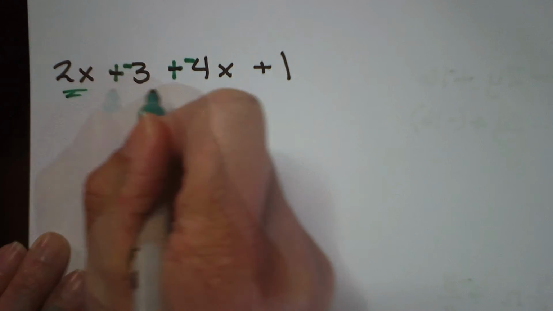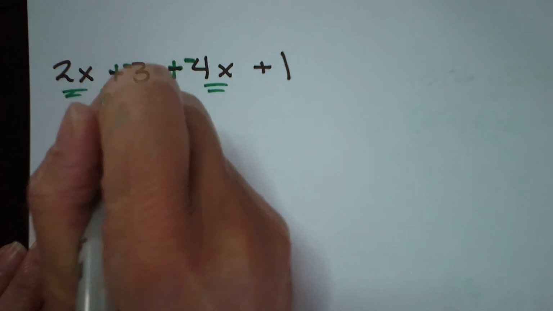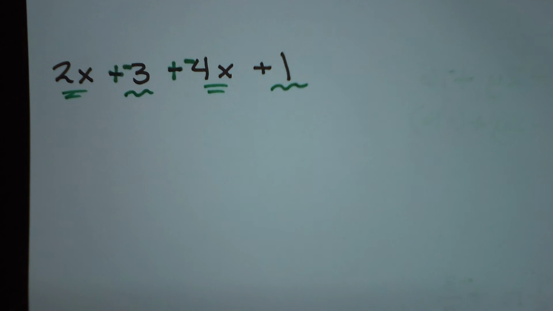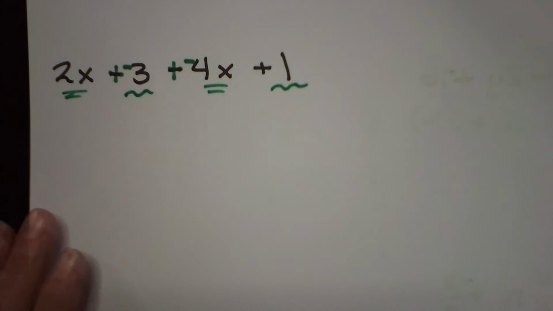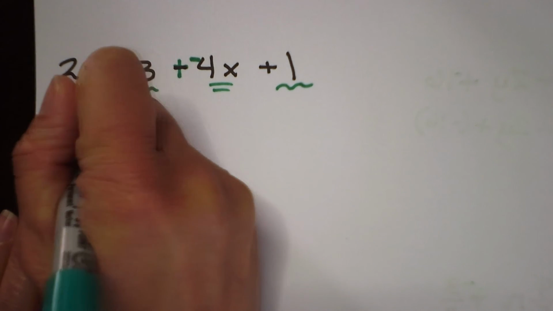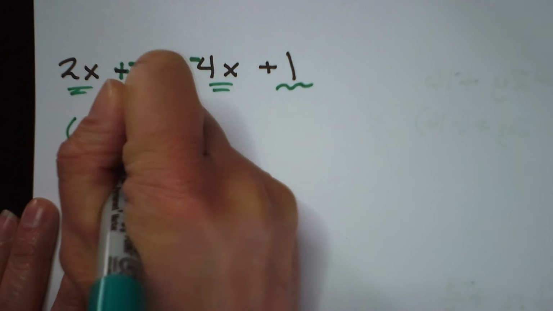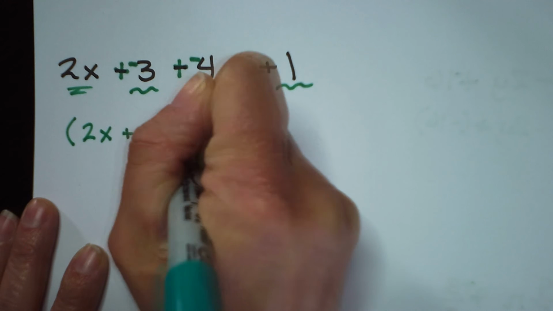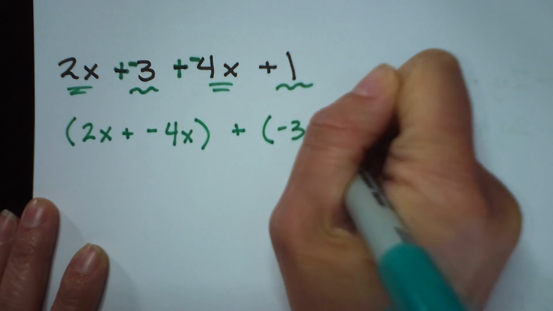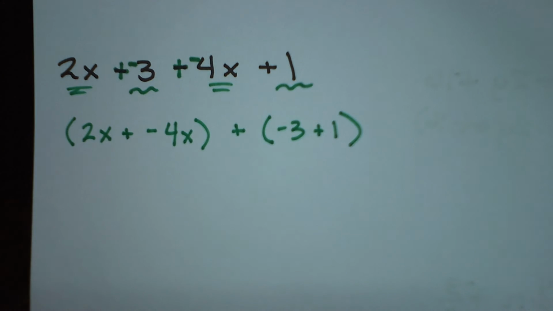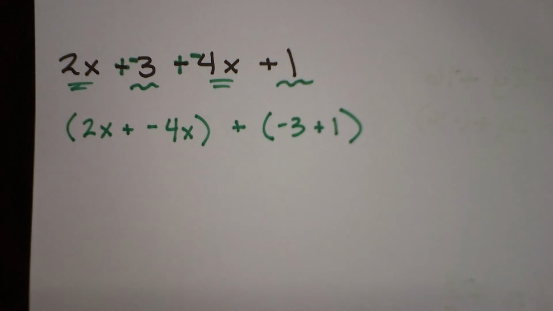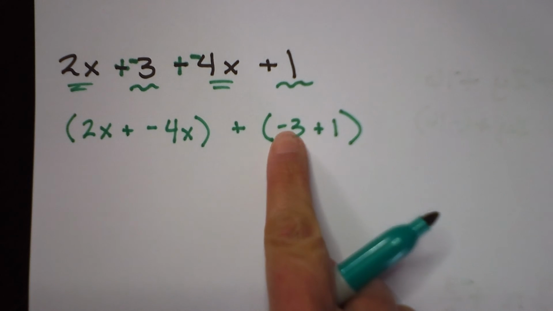And I have like terms here. I've got my x terms here, and I've got these constant terms here, and I can combine those like terms. And so now I can use the associative property. I can say 2x plus my negative 4x, and I can add on a negative 3 plus a 1. So I've used the associative property to group my like terms, but notice I've got a negative coefficient here and I've got a negative constant here.